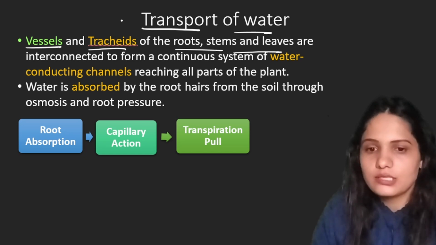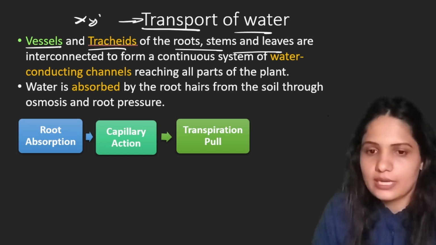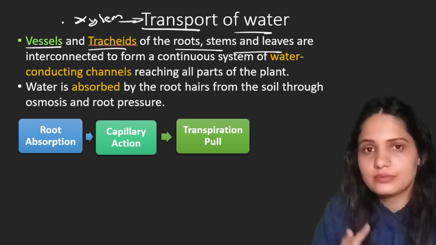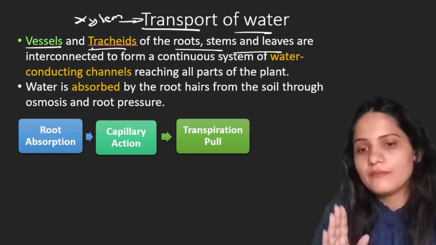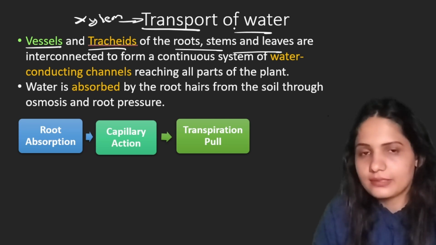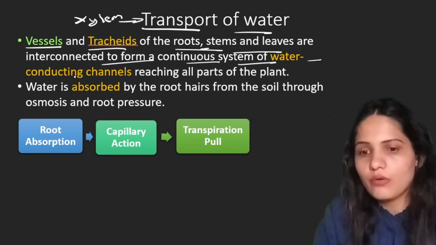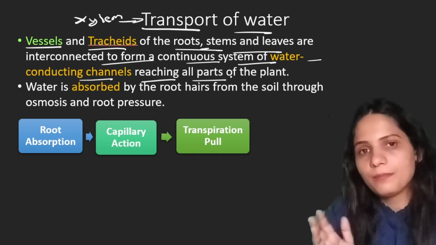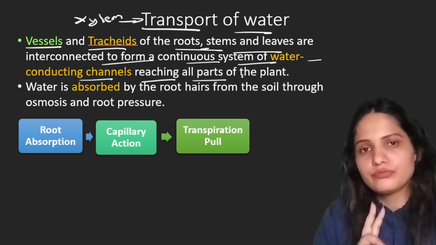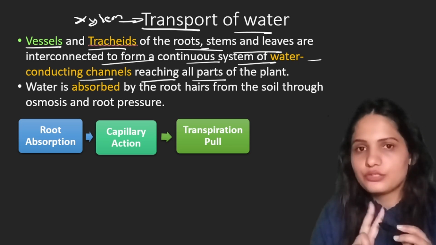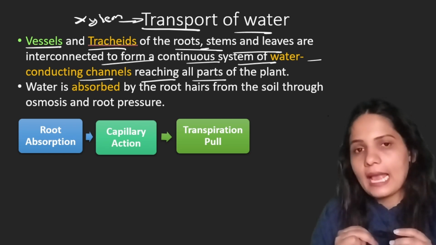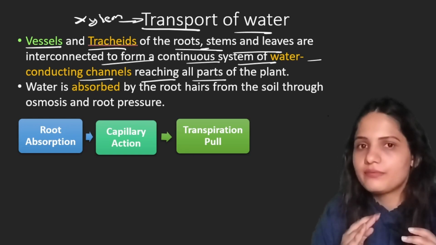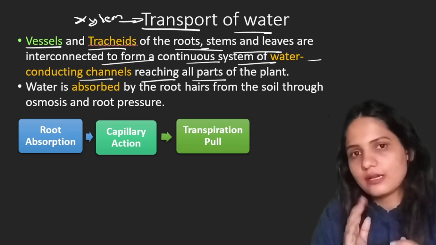Transport of water occurs through xylem, and xylem has two different components, vessels and tracheids. Vessels and tracheids of the root, stem and leaves are interconnected to form a continuous system of water conducting channels, and this channel reaches all parts of the plant. You have to just remember that xylem transports water throughout the body of the plant, and the main components of xylem are vessels and tracheids. They transport this water.